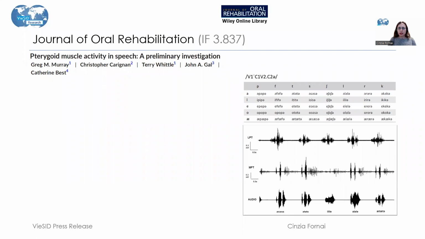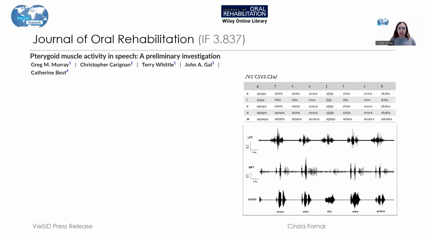The Journal of Oral Rehabilitation published a work by Murray et al. on the activity of the pterygoid muscles during speech. The aims of the study were to test three hypotheses, namely that during speech, the medial and lateral pterygoid were both active, but exhibited different patterns of activity, which fluctuated with the vowels and consonants in speech. They considered 3 males and 2 females, all able to read and speak fluently.